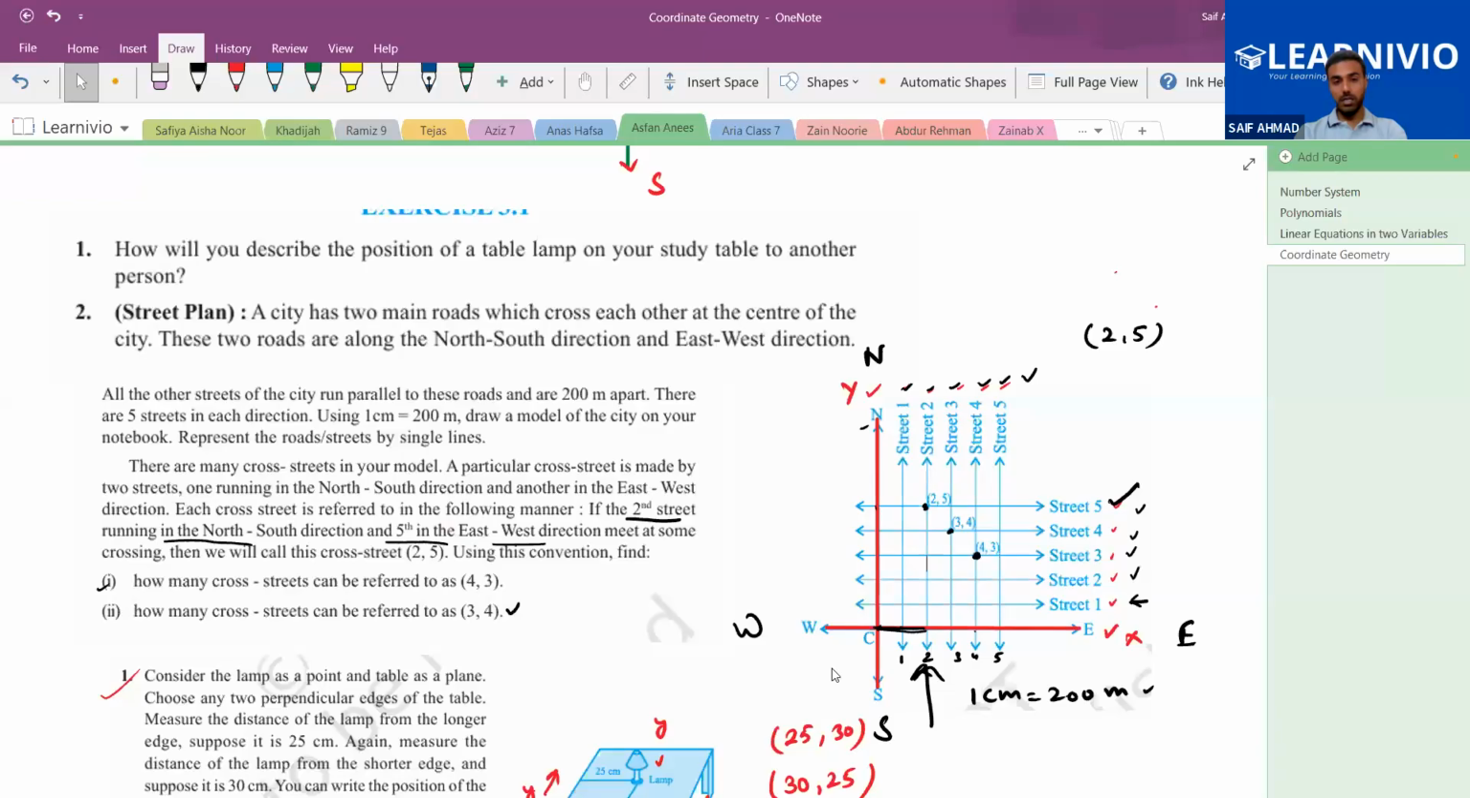The question is: how many cross streets can be referred to as 4-3? So only two streets can be referred to as 4-3. Street 3 and street 4 are crossing each other at 4-3. Note down this figure, the graph.